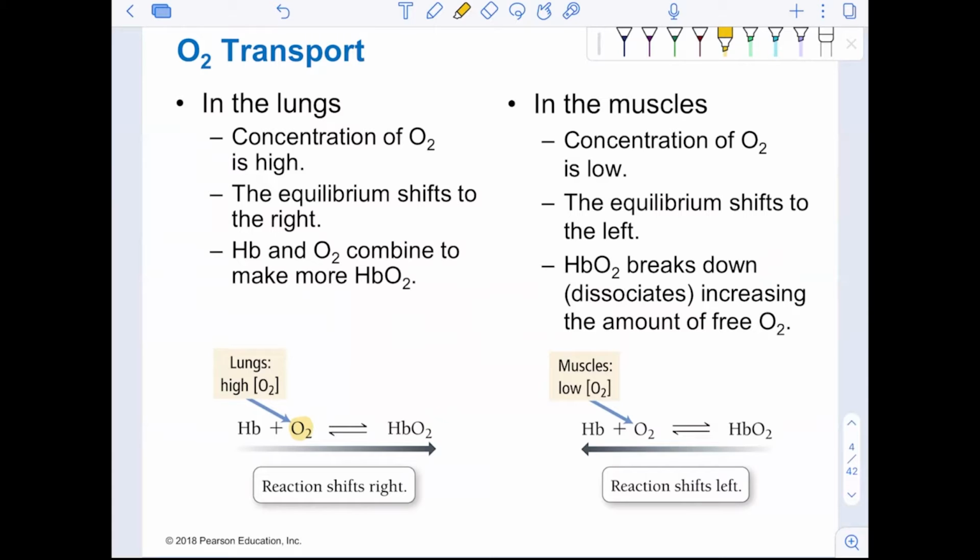In the muscles, once hemoglobin leaves the lungs with its oxygen bound, it goes into our bloodstream and gets to the muscles. And the concentration of oxygen is very, very low. The equilibrium then shifts because we're missing some oxygen. So that decrease in concentration requires us to imagine that the hemoglobin-oxygen breaks down, it dissociates to release the oxygen in the muscles. It all has to do with the concentration of one or many of our reactants or products.